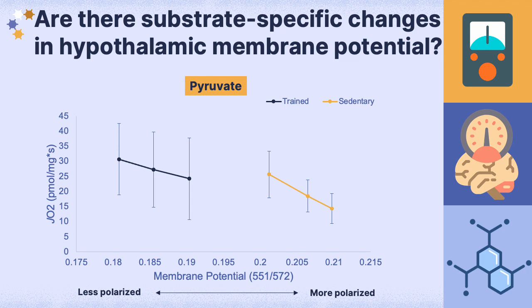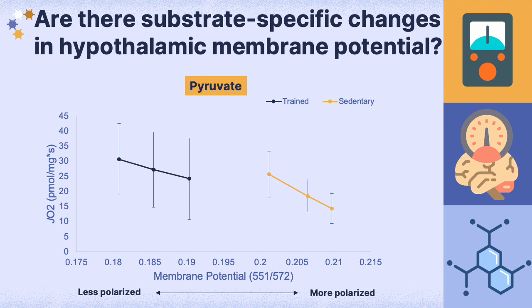I next wanted to see if exercise was going to have an effect on membrane potential in any of my brain regions in a substrate-specific way. So I started with the hypothalamus again, and I was still limited in the amount of tissue I had, so was only able to evaluate pyruvate.